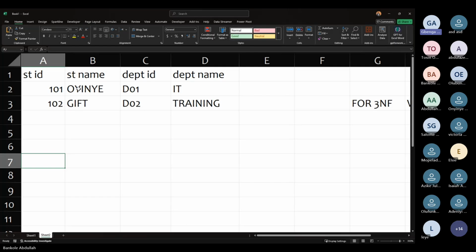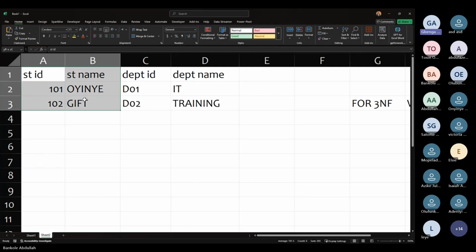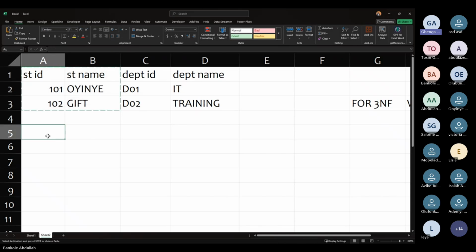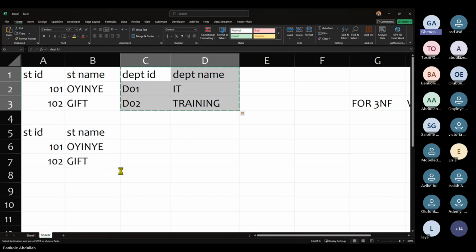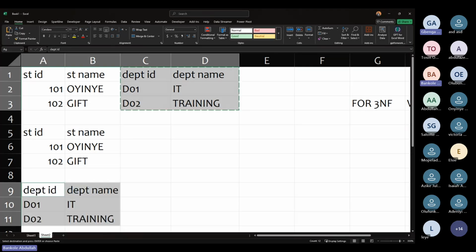Please just do that. Extract our student table separately from the department table to achieve 3NF. So understand the keywords: transitive dependency and partial dependency. So non-key columns should not depend on each other.